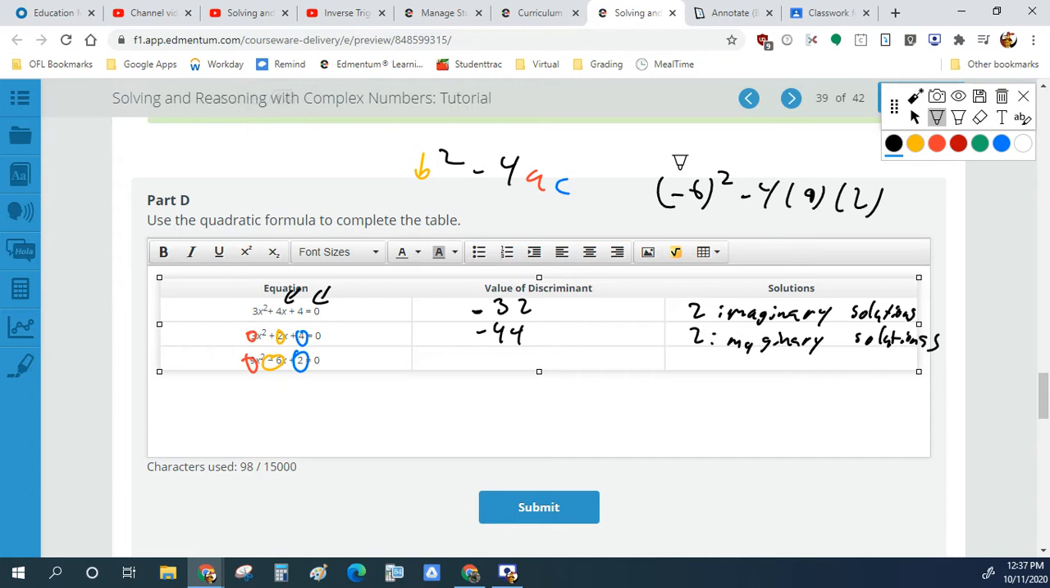So even though this is a negative 6, we're going to put it in parentheses, which makes it positive 36. So essentially b squared should always be positive. Then I get negative 36 times 2, make it negative 72. And interesting enough, because there's two of these negative 36s, our answer ended up being negative 36. So this is also two imaginary solutions.